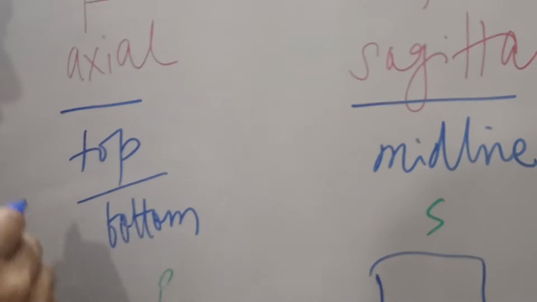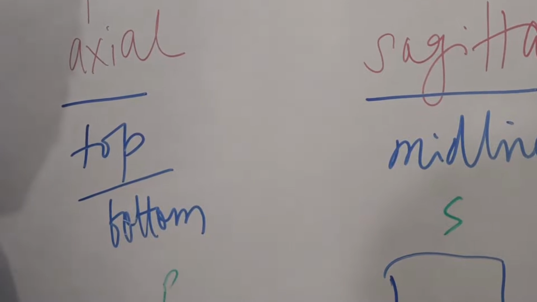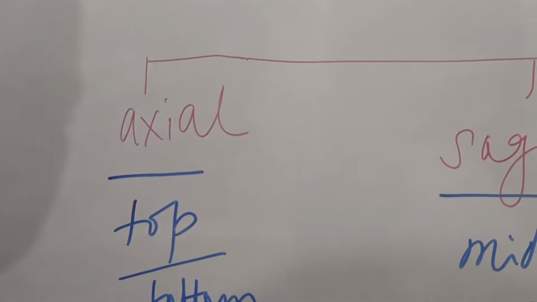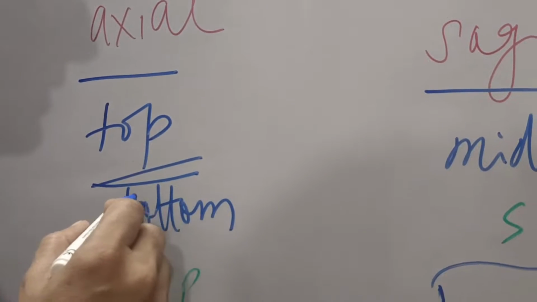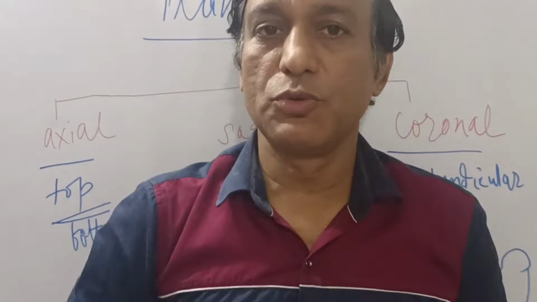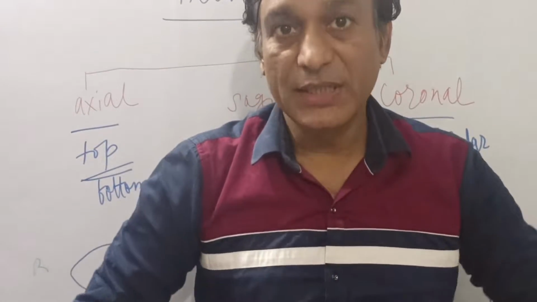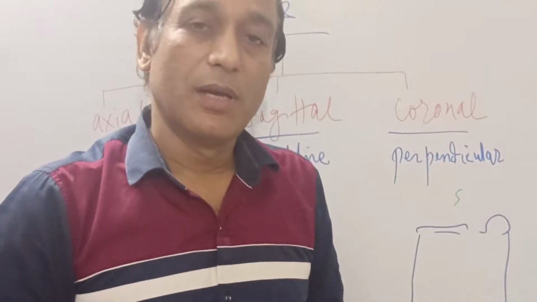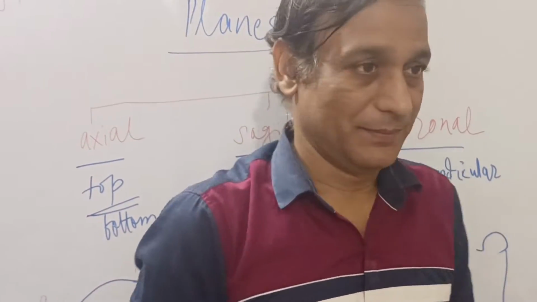The axial plane means something like you are cutting in two parts, in two halves, top and bottom. That is the axial. Suppose I'm cutting the body into two parts and then seeing the part which is cut down. That is your axial plane.